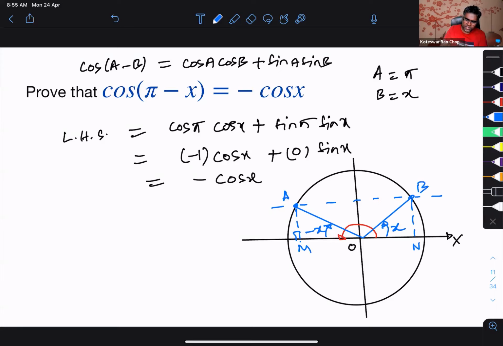You can clearly see that these two triangles are actually congruent. The angle is x, one is positive, the other is negative, that is okay. Then OA and OB are equal, and it's a right angle triangle. So these are definitely congruent. I think there's no question about it.